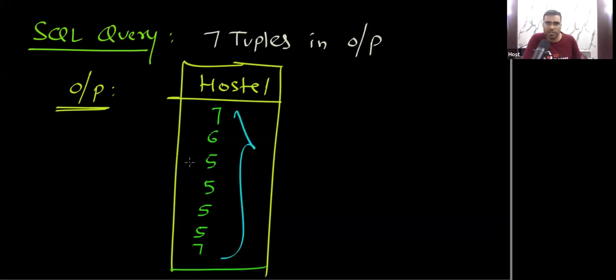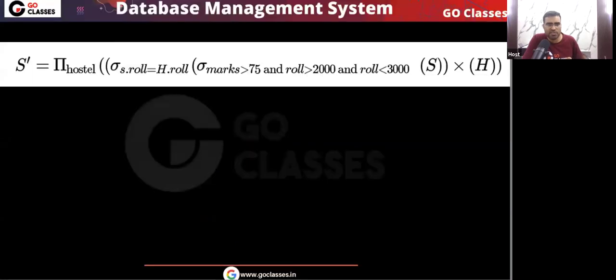You can see there are duplicates also. So there are 7 tuples. You can see there are many duplicates. Yes or no? If you notice, there are many duplicates. Ultimately, there are 7 tuples. That's it. So the SQL query is giving us 7 tuples.